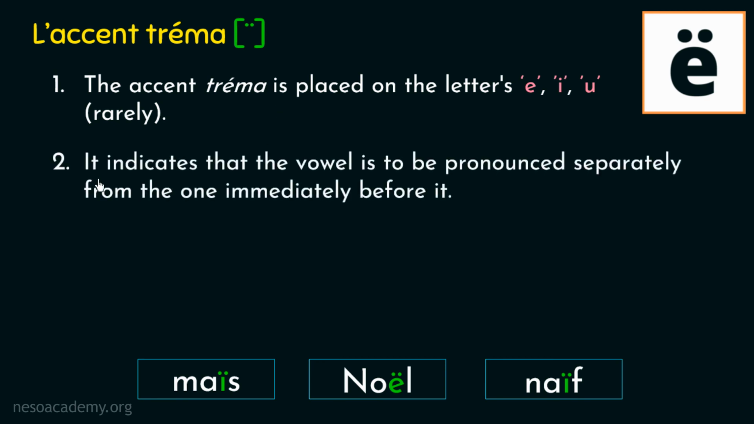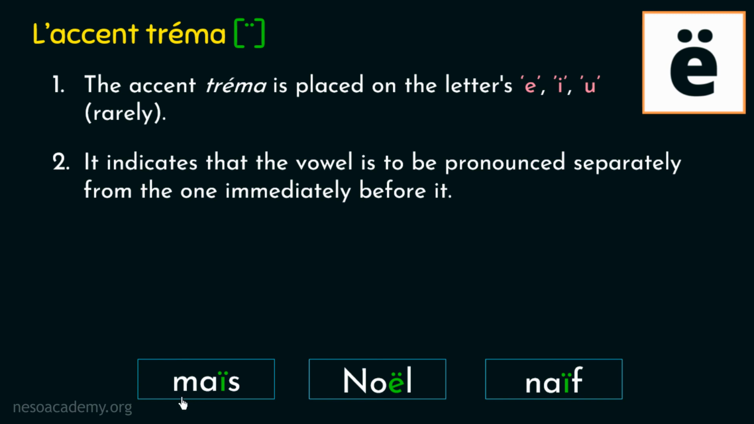Point number 2 states that the accent tréma indicates that the vowel is to be pronounced separately from the one immediately before it. So according to this point, whenever you have two vowels next to each other in a particular word and one of them has the accent tréma on top, it changes the pronunciation of the complete word, and it seems that we are pronouncing the two vowels separately. So to understand this point in a better way, let's get back to our examples once again.